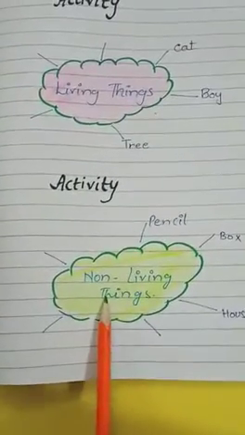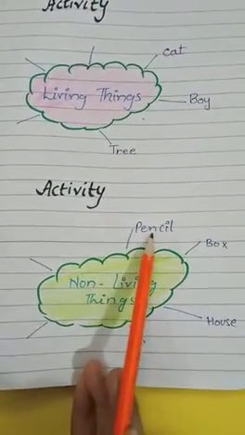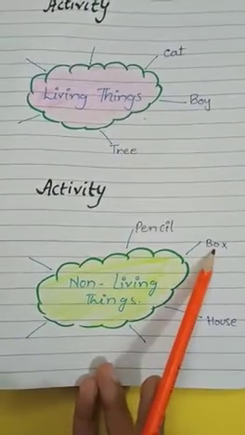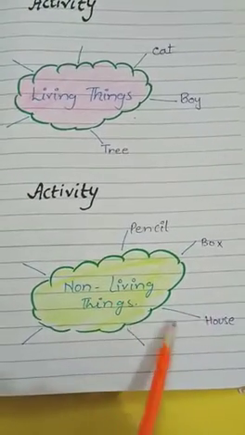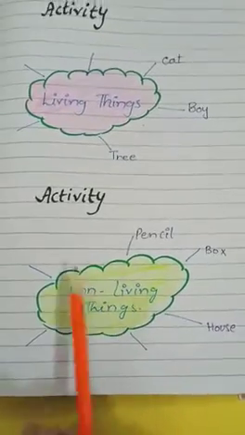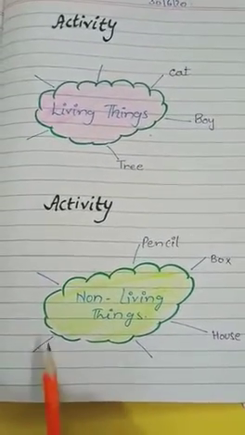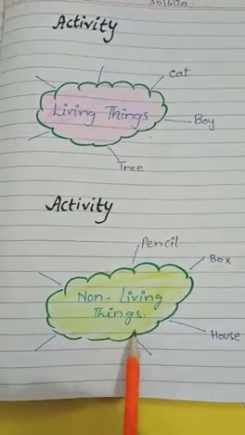And this is the non-living thing activity. So pencil is a non-living thing, box is a non-living thing, and house is also a non-living thing. So you have to write 3 names more of non-living things by yourself.